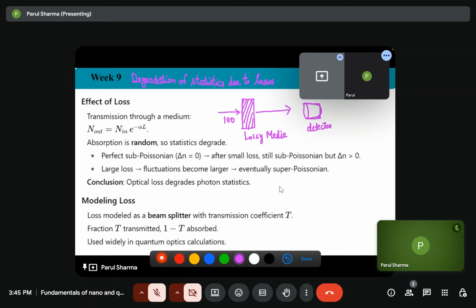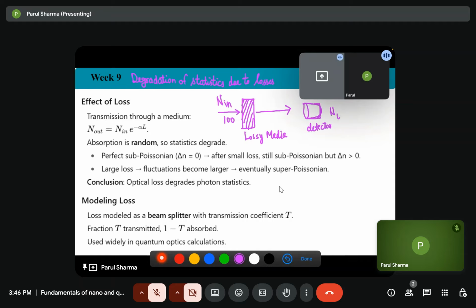Okay. So now the absorption process is completely random. So the statistics will degrade after transmission. Earlier also, we studied that if the light is interacting with the matter, the intensity will decay, like evanescent decay. We have already studied the exponential minus alpha. So similarly, if we have a hundred number of photons, these are your n in.